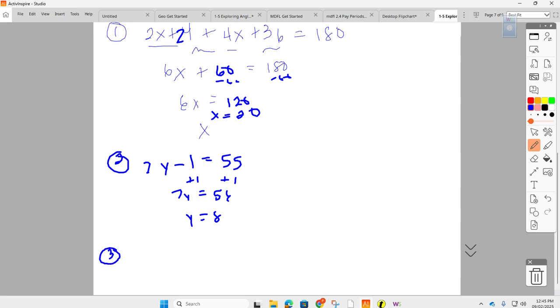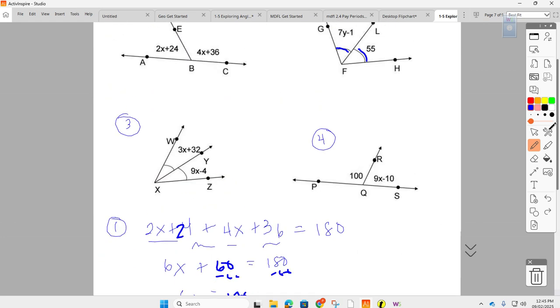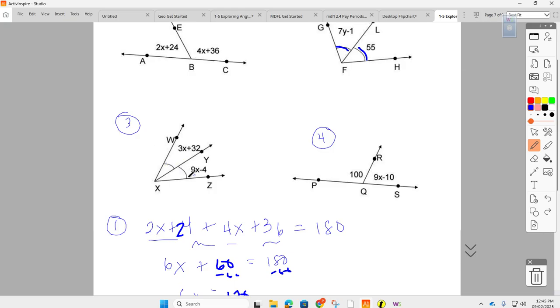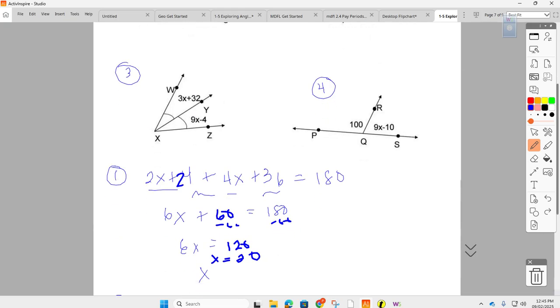Let's look at example 3. Same thing, we know that these two angles are congruent to one another. So we're going to set them equal to one another in an equation, and then we're going to solve for x. We don't know if they equal 90. We don't know that they equal 180. We just know that they have the same measure.